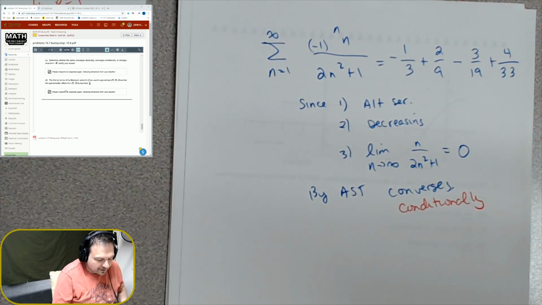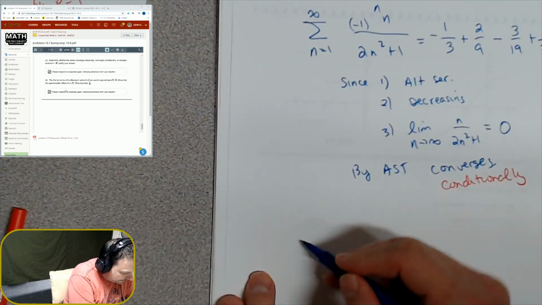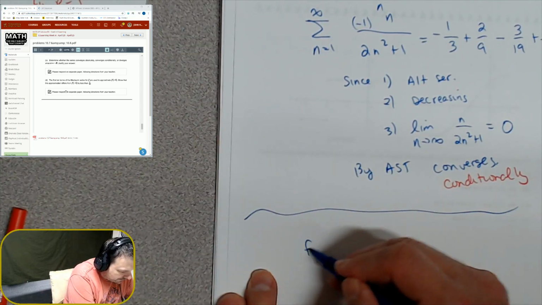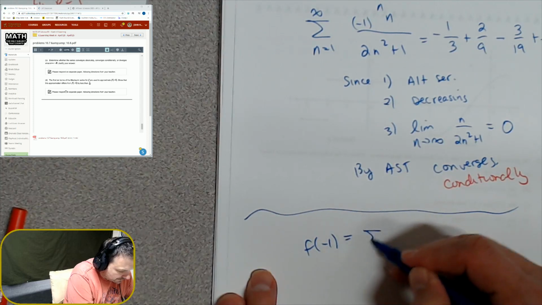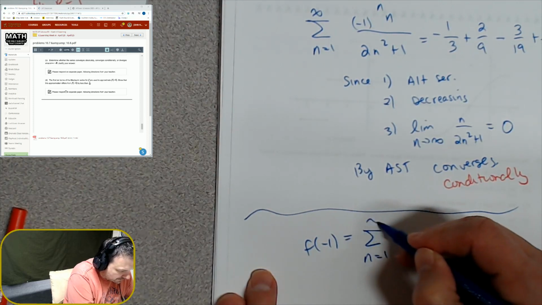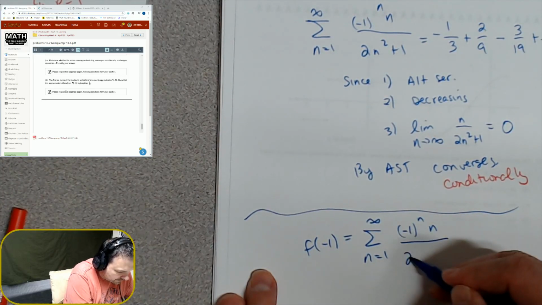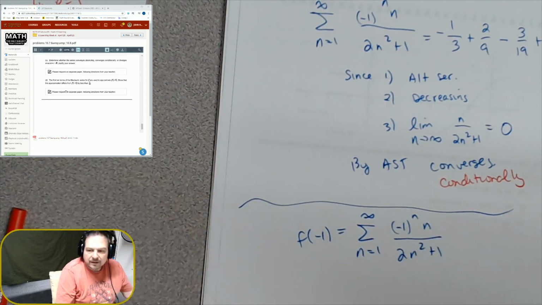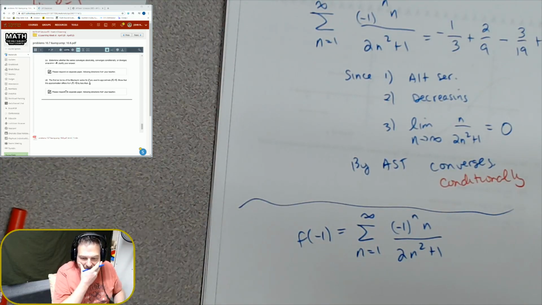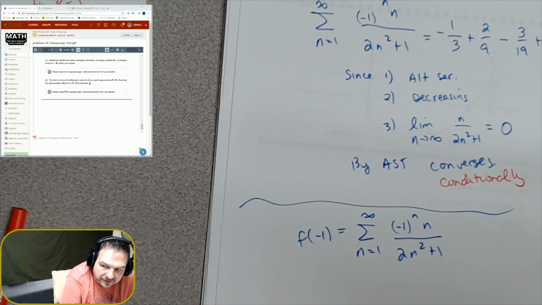1 over 10. Well, what are we doing here? We're on f of -1. Let's plug in f of -1. F of -1 is the summation, starting at 1 to infinity, of -1 to the n over 2n squared plus 1. There's f of -1. That's an alternating series. So approximation, we're trying to approximate the value. The approximation is less than 1/10.